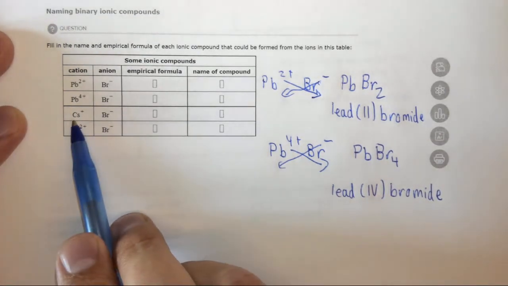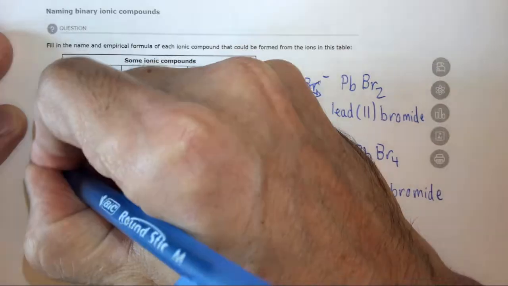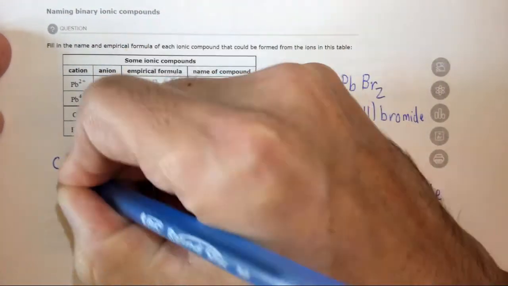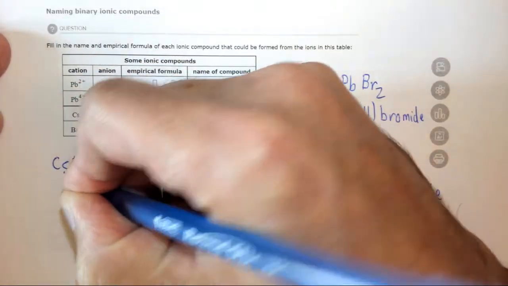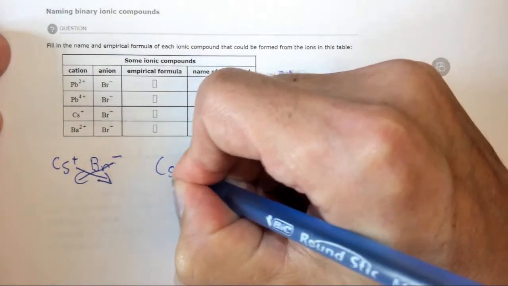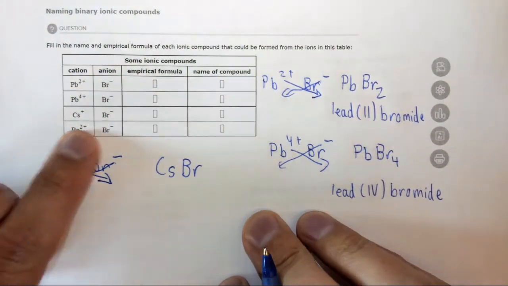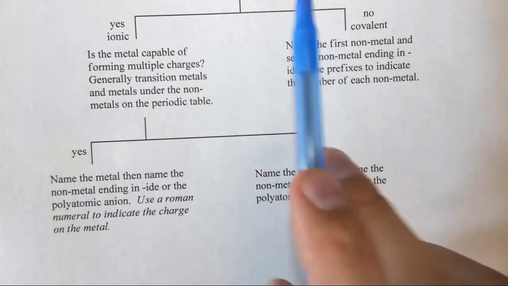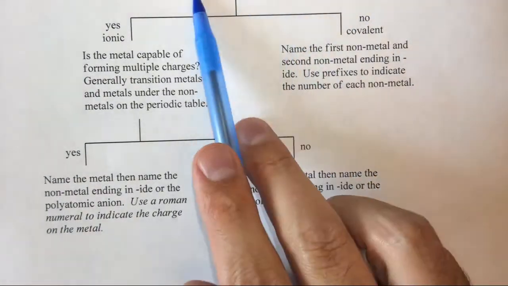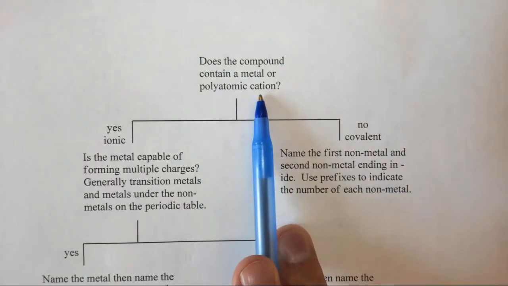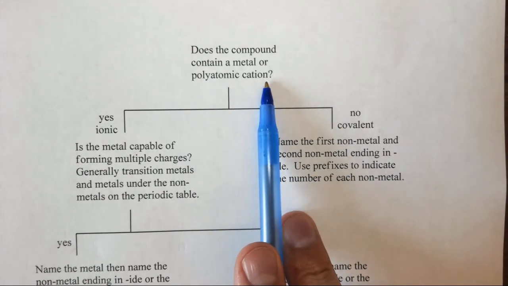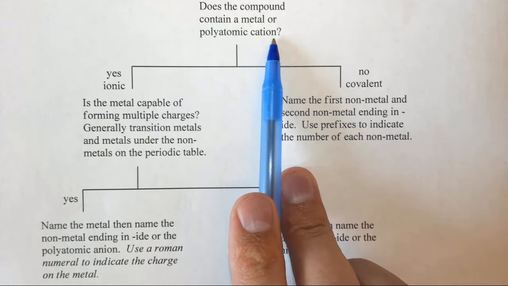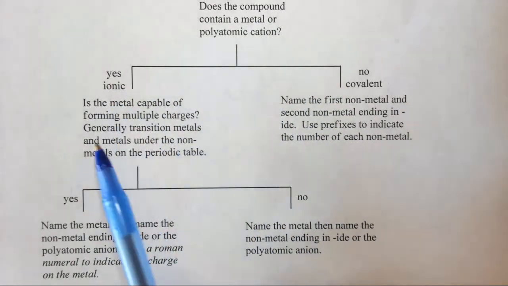Next we have cesium and bromine. So we have Cs+ and Br−. We cross the charges and we get CsBr. Now we want to name it. So I'm going to go back to our flowchart. Does the compound contain a metal or polyatomic cation? The answer to that is yes. So therefore it's an ionic compound because it contains a metal.